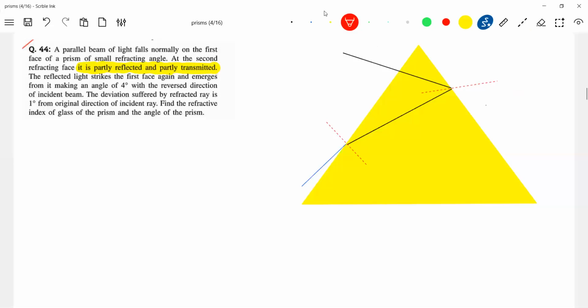Okay, let's get into the calculation part. There's the angle of incidence in the prism, the refractive index of the glass of the prism, and the angle of the prism. We have to calculate this mu and A, these two things. So this should be R1. What is R1? R1 is 0. So this angle should be directly equal to A.